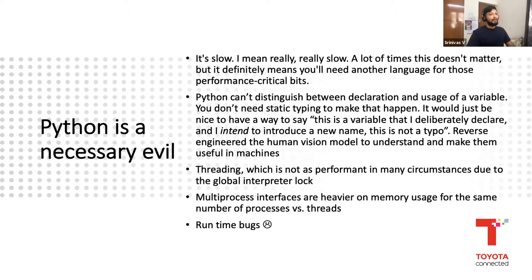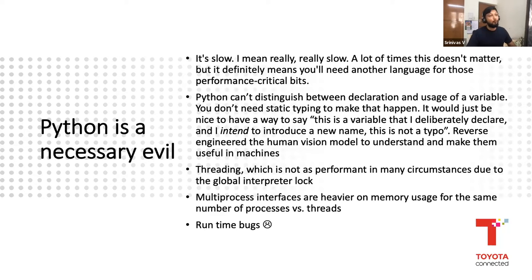So looking beyond Python: why do we have to look beyond Python? The first thing is it's really, really slow. It's not that I'm against it. It's a dynamically typed language. Why is it slow? We have a bunch of reasons. It has a global interpreter lock. It has dynamic parsing and all that stuff. But in a nutshell, it's really slow.